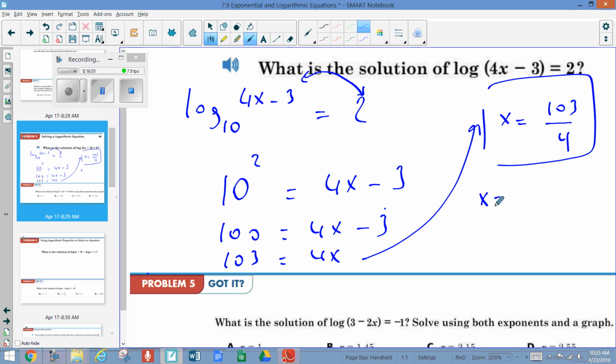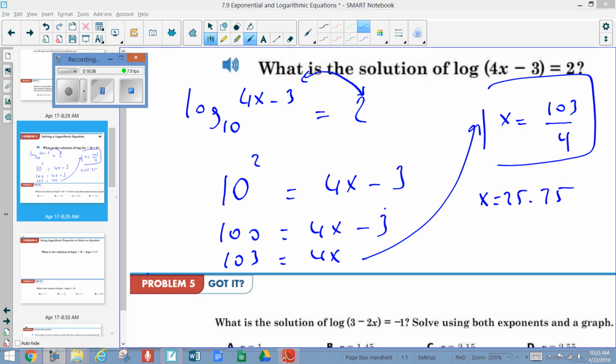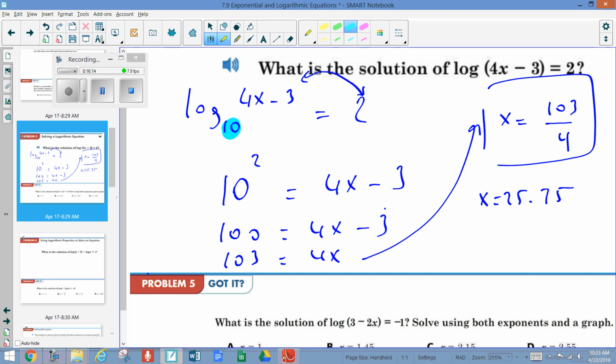Why do you square 10? That's a good question. This is the way we convert from logarithm to exponents. So the base is 10, always the base. And then you switch the number. 2 and 4x minus 3, you switch them. So 2 went as the exponent here.